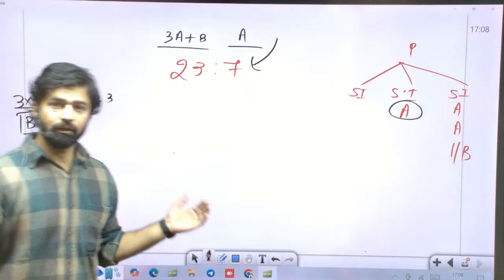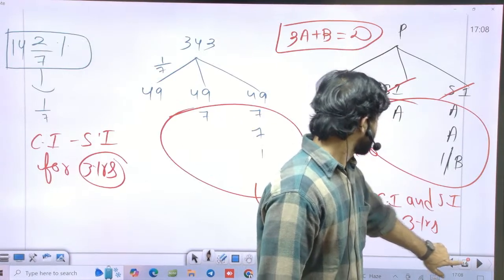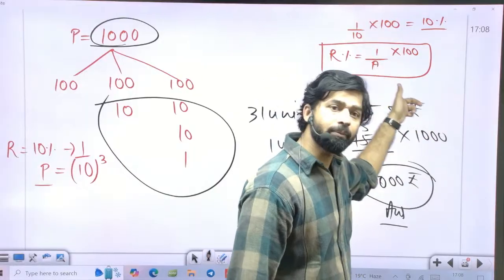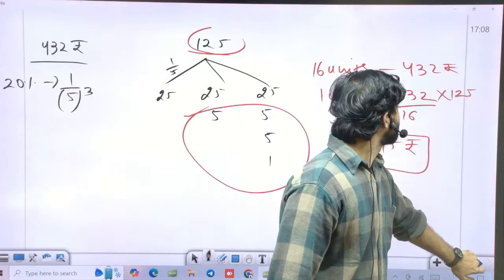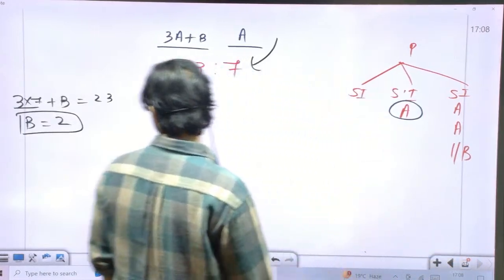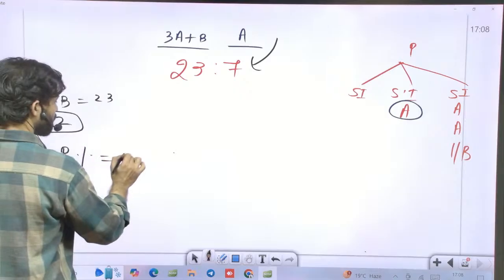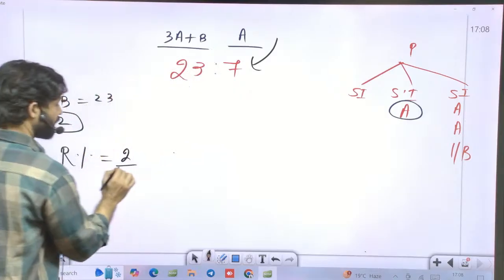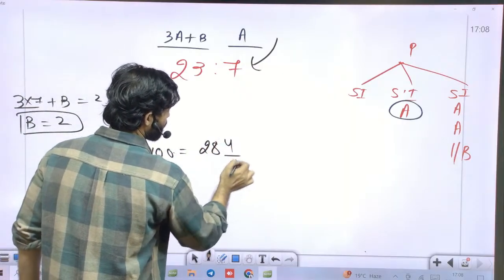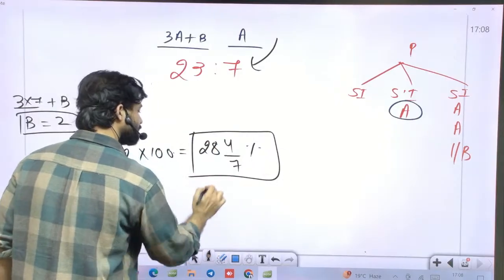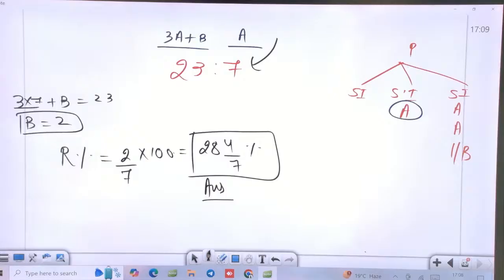Okay, and we know it very well how to find the rate of interest. To find the rate of interest, it is 1 by A or B by A into 100, and after that we will get the rate of interest. So in this question, the rate of interest is B by A. So B is 2 and A is 7. Multiply it by 100. So the answer is 28 4/7%. This is your answer. It's done. If you know, you know. That's it.